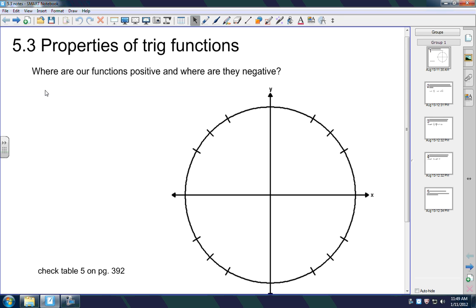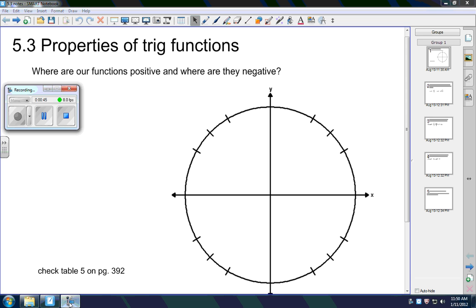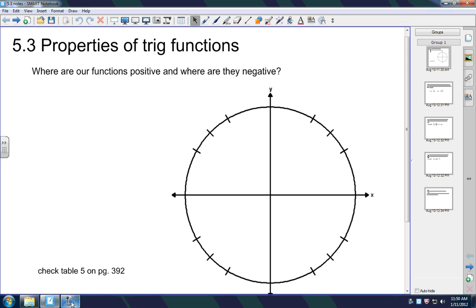So we're going to start looking at some properties here, and this is 5.3. So again, make sure you get this stuff nice and organized in your notes here. Okay. So first thing we want to look at is take a basic unit circle and figure out where our functions are positive and where our functions are negative. So we have the 6 main ones. Now there's a big table you can see down here on 392. Again, it's not a memorization piece, but it's just trying to figure out what quadrant we're in, what the x's are, what the y's are, and using our knowledge of those.